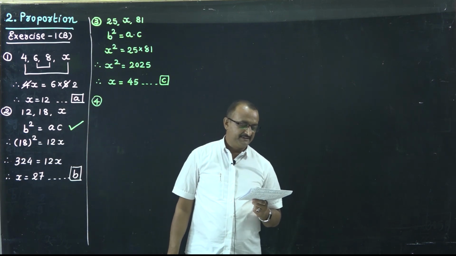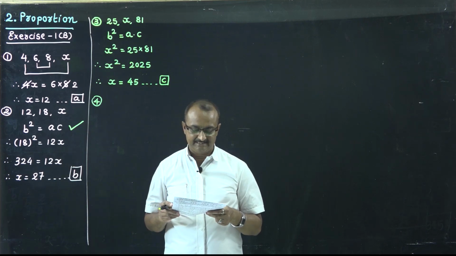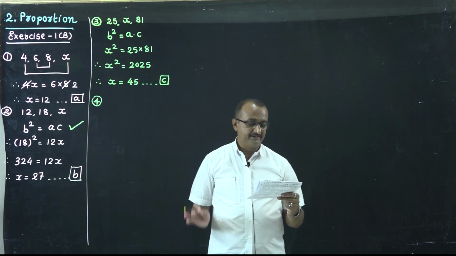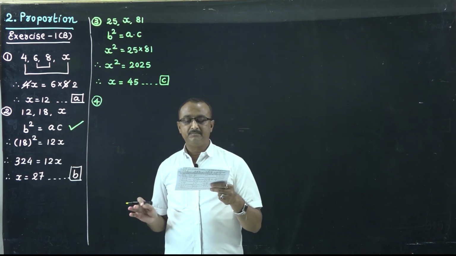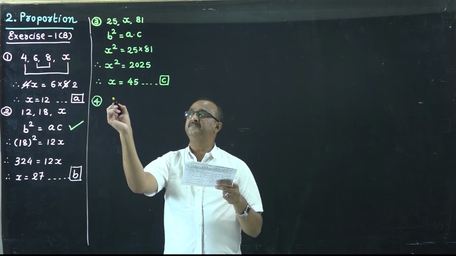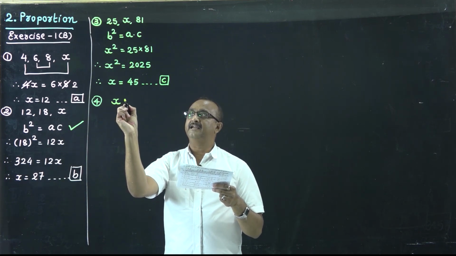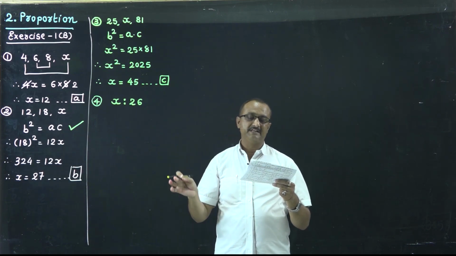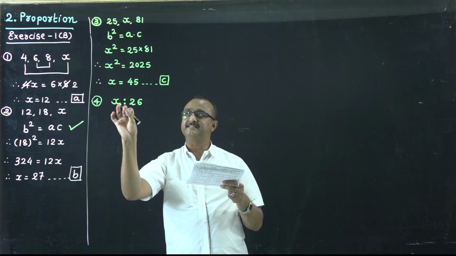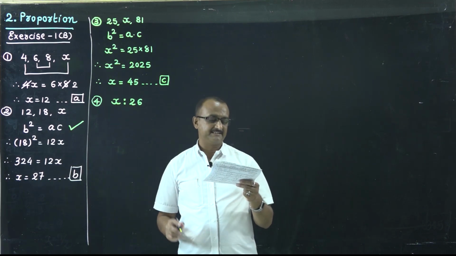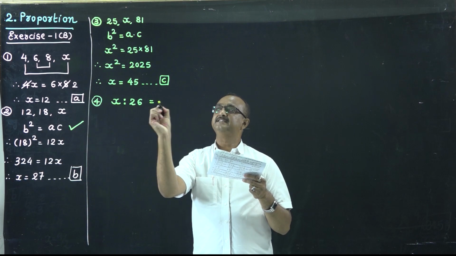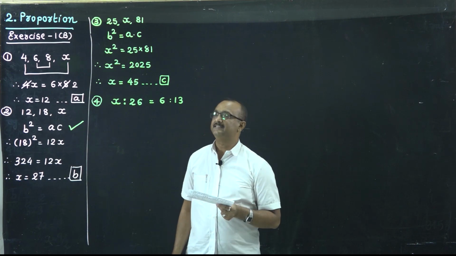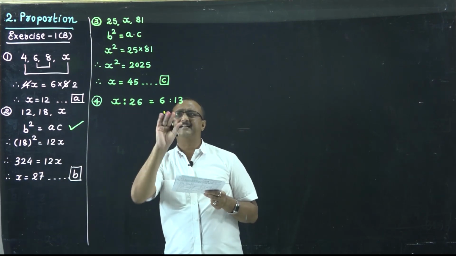The number which has the same ratio to 26 that 6 has to 13. Again, remember carefully. The number which has the same ratio to 26, so x is to 26 we can write, equal to 6 is to 13. Okay, it is equal to 6 is to 13. Actually, we can get the direct answer.